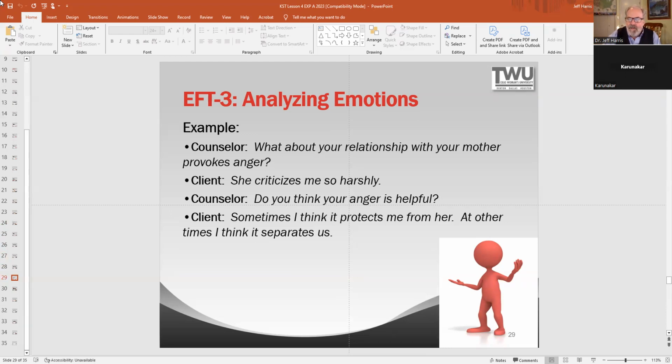Sometimes I think it protects me from her. So the client's anger protects him, but it also may create a disconnection with someone, with a family member. And so obviously, in a longer example, in a real session, the counselor would say, let's look at both of those. Let's look at how anger protects you. Let's look how anger separates you.